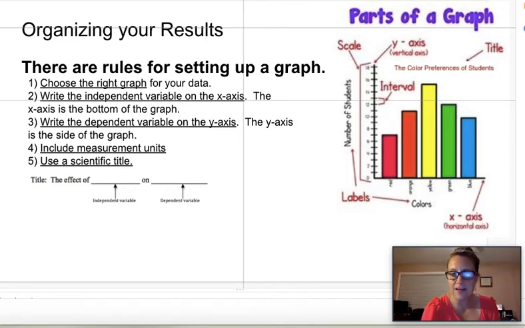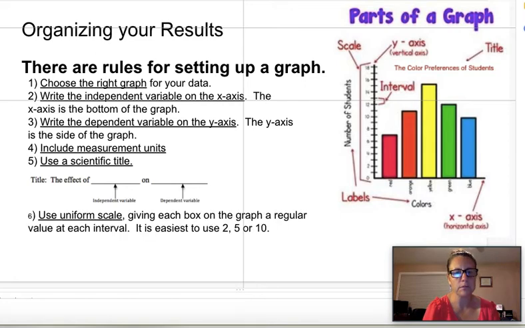You want to make sure you have a really good title that describes the data, and we call it a scientific title. And the best way to do this is to use the independent and the dependent variable. So you can say the effect of independent on dependent. So in this case, it would be the effect of colors on the number of students that chose that color. The last two things are you want to make sure you have a uniform scale, which means that you give each box on the graph or each line on the graph a regular value. So you can see here it looks like on the y-axis they went up by 2s, but actually every mark represents 1. So this would be 1, this would be 2, this would be 3, 4, 5, 6. What you usually want to do is use a number that's pretty easy to count up by. So a lot of times 2s are used, or 5s or 10s, because those are pretty easy numbers to count up by. You want to make sure that they're regular intervals.